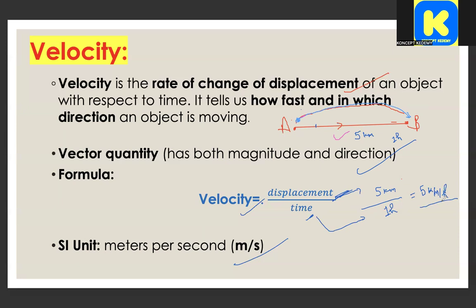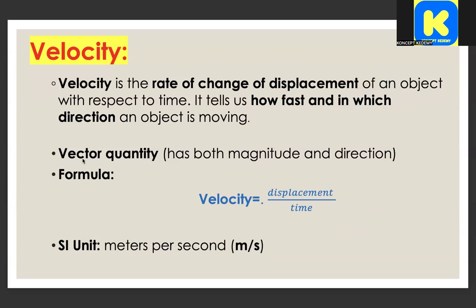Now is this enough? No, it's not enough. It is a vector quantity, which means you need to mention the direction. So you can write towards B. Towards B, so this is the complete thing. The velocity here is 5 kilometer per hour, and in which direction? Towards B. So we need to mention it. Okay, so this is a quick idea about velocity.